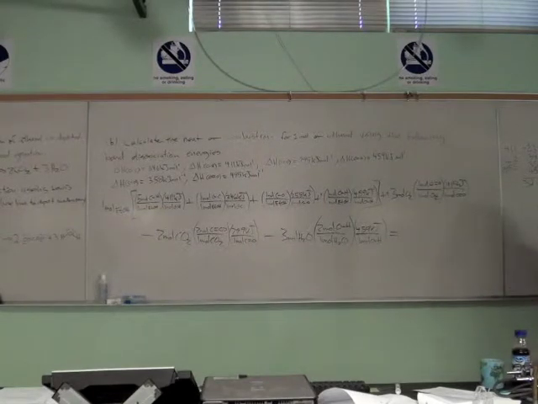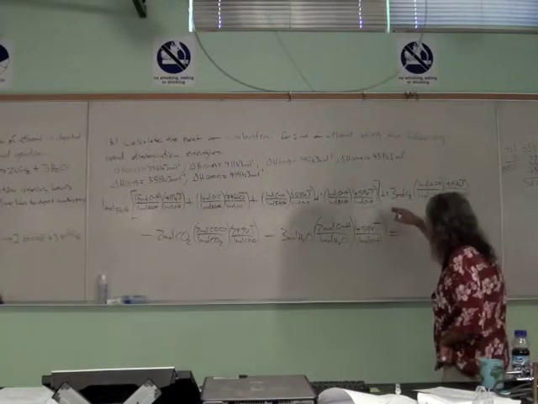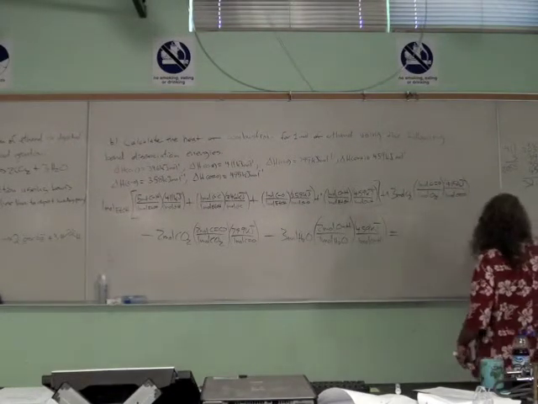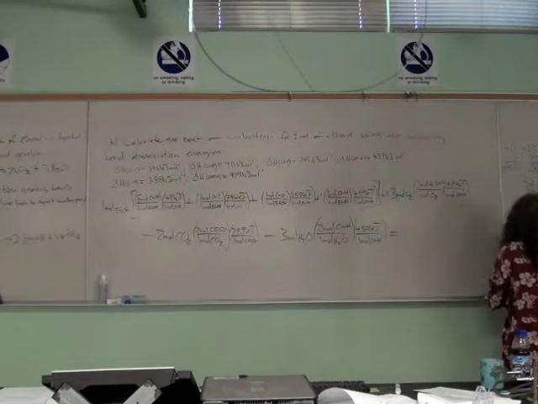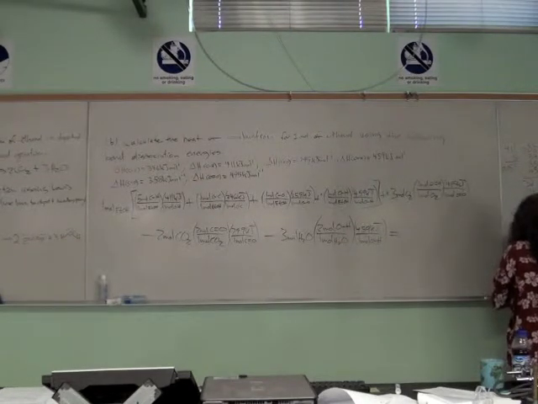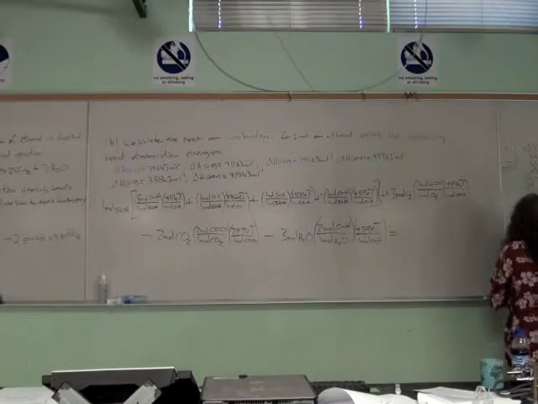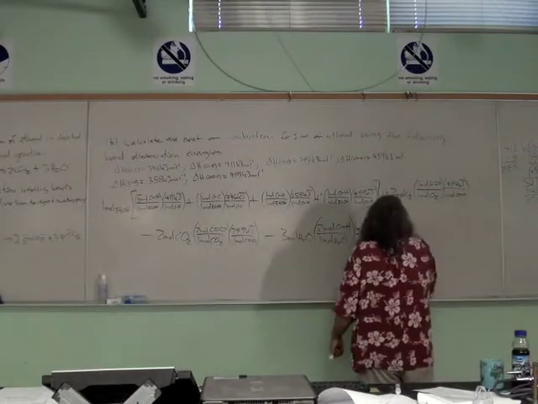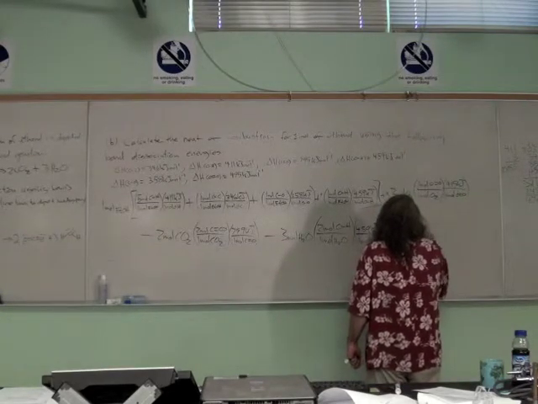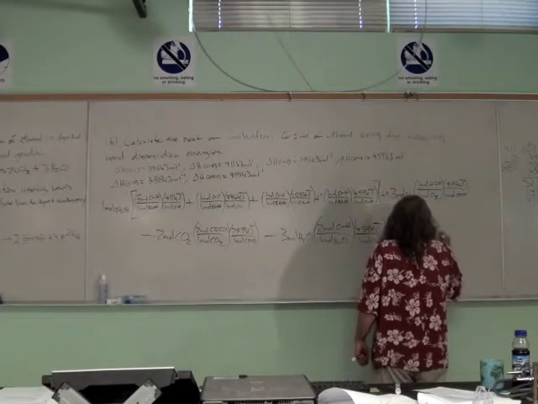Plus 3 times 495. 495 times 3: 15. 9 times 3 is 27, 28. 4 times 3 is 12, is 14. So I have 1,485. So I end up with 4,703 kilojoules per mole.